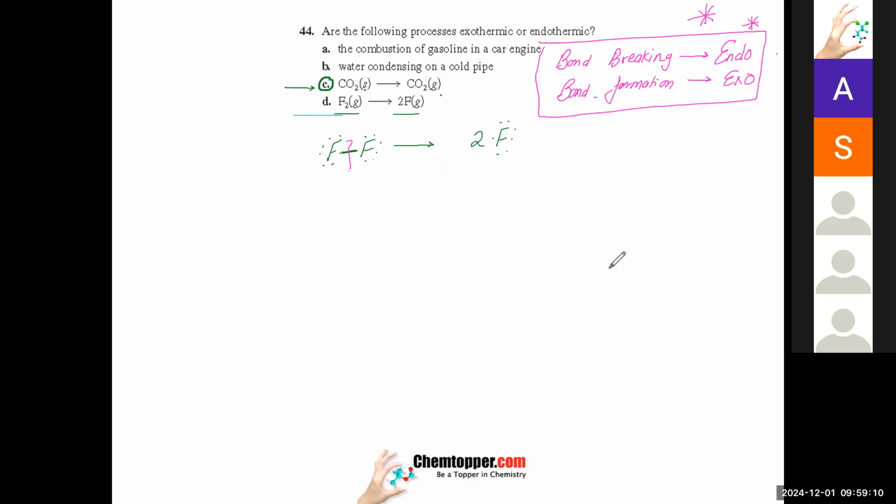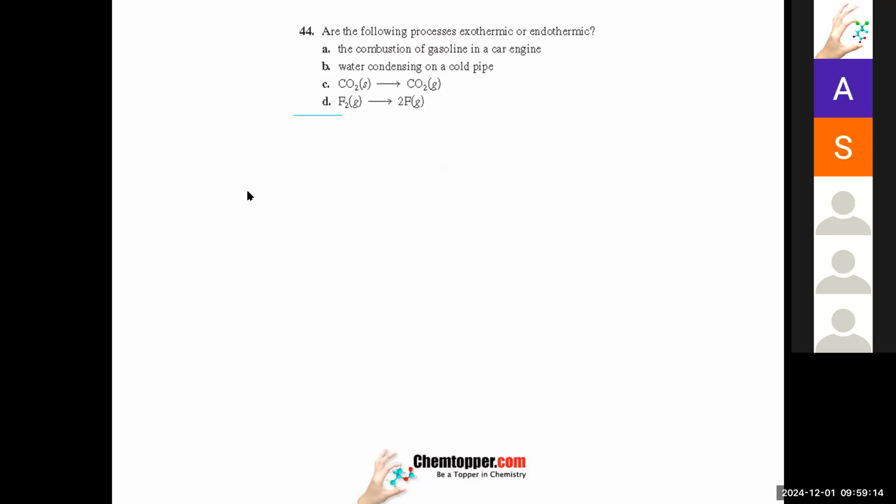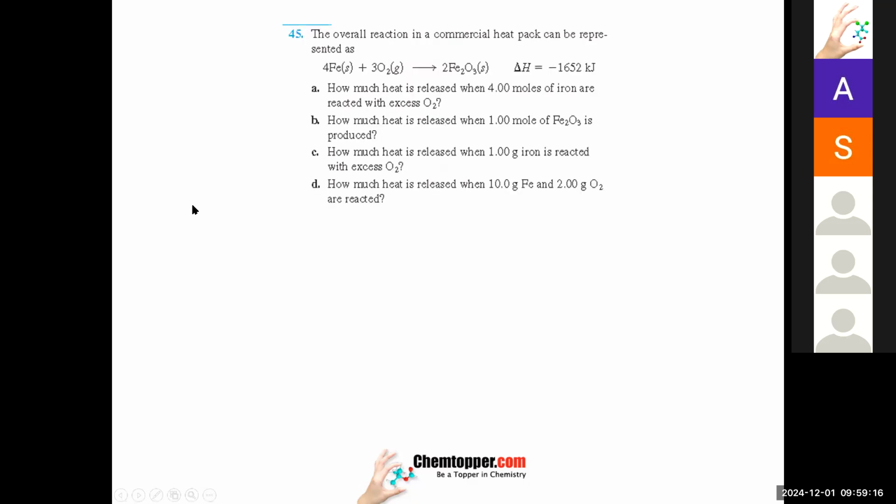Okay. So these questions are very simple. They can be multiple choice questions. Now this is the question we were doing earlier. A thermochemical equation. This is the thermochemical equation. Solid, gas, solid, delta H of the reaction is this. A part.